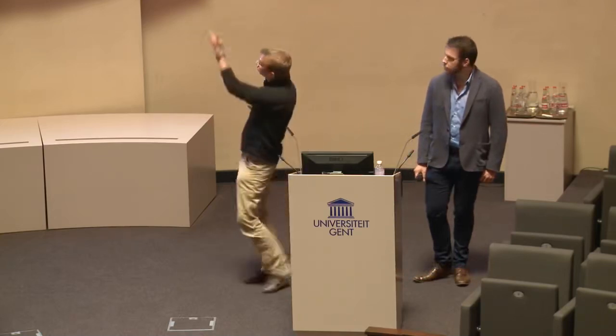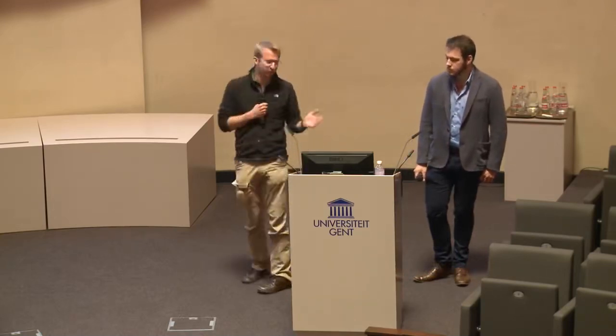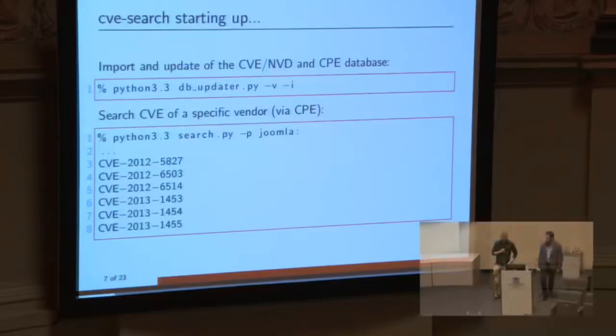And quick search, okay, I took Joomla because I think a lot of people are still using this CMS. I don't know why, but okay, it's another story. Then you can search on specific product names, in this case using the CPE names, and then it will return all the matching CVE that you will find for Joomla. The screen is too small for Joomla.